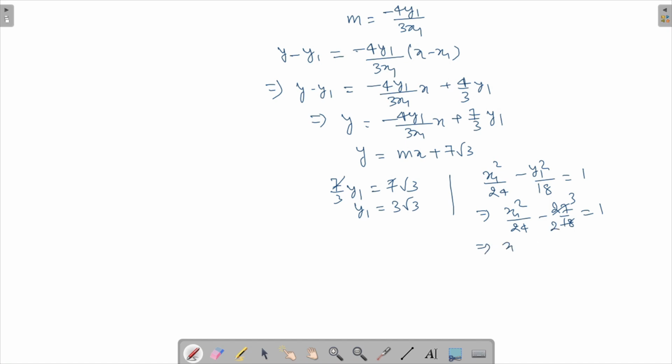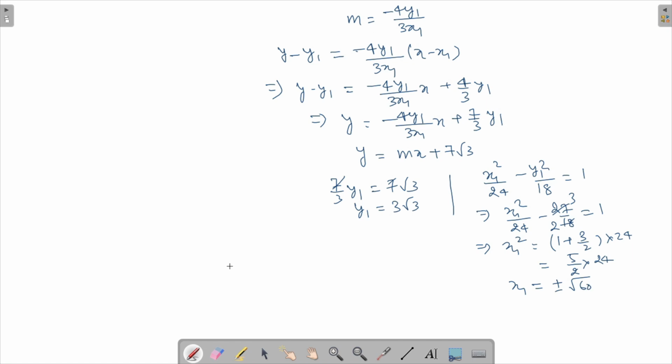So this is the Sutra. So we'll get x1 square as 1 plus 3 by 2, because I've sent 3 by 2 to the other side, and then multiplied by 24. So this will become 2 plus 3, which is 5 by 2 into 24. So x1 is actually plus minus the square root of 60.